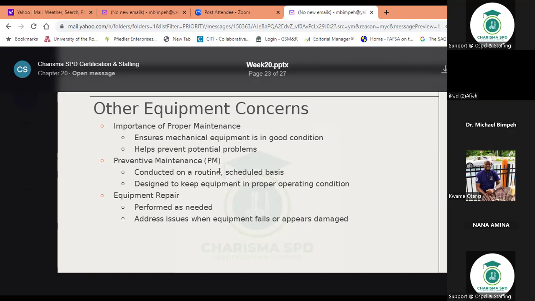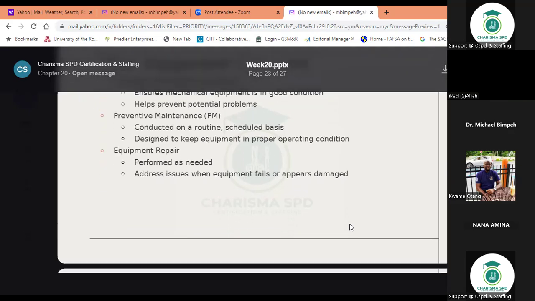Let's go by that. So, on a routine and scheduled basis, we try to keep them in good working shape. And then if you realize that something is not working well, you perform a repair as needed, address issues, and repair them.